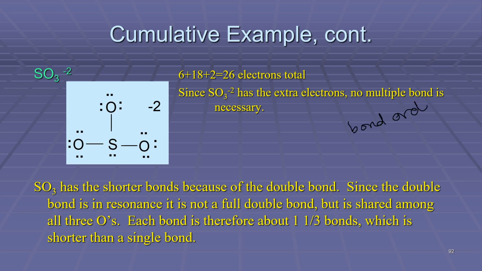So obviously the SO3 without the 2- has a bond order of 1 1/3. This has a bond order of 1, and they're asking which one has the shorter bonds. The neutral SO3 will have the shorter bonds because it has a bond order of 1 1/3, whereas this is just a bond order of 1. Which one is a stronger bond? Also the SO3 without the 2- charge, because it would be slightly shorter and slightly stronger. Okay.